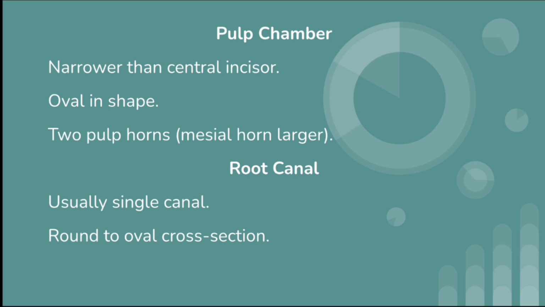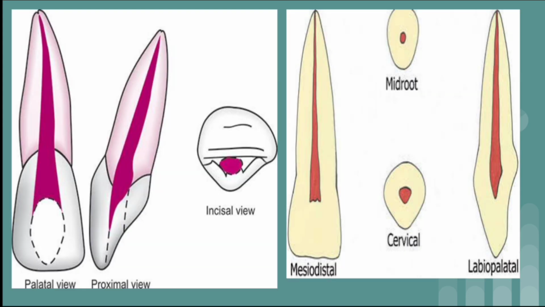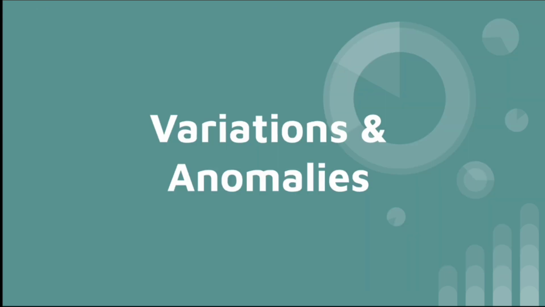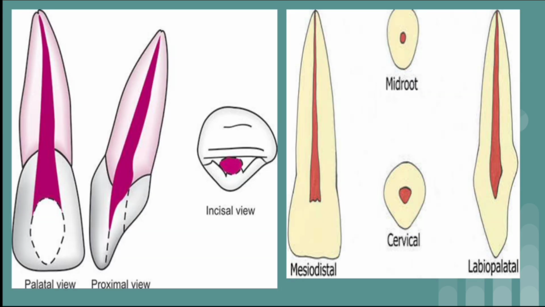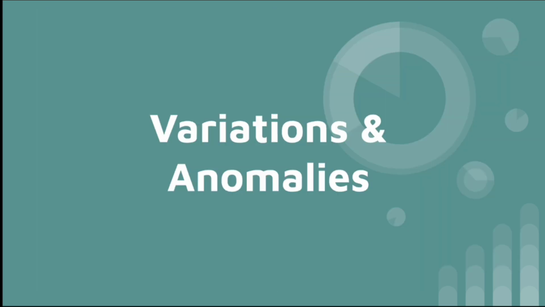Here the canal has a round to oval cross section. This is how it looks. You can see the mesial horn and the distal horn, but it is a single rooted tooth, so a single pulp will be there. The pulp gets narrow in the cervical region and is a little bit triangular in shape, mesiodistally and labiopalatally. This is how the pulp looks in the permanent lateral incisor.